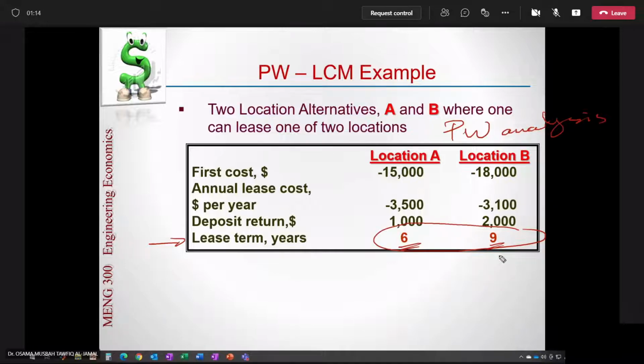No. What are we supposed to check here? Unequal lives. If it is for unequal lives, it means we'll go for the LCM, if nothing else is specified. LCM. How much is the LCM in here?